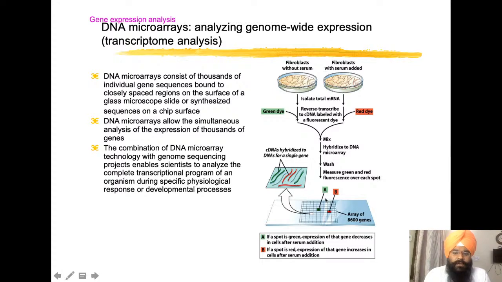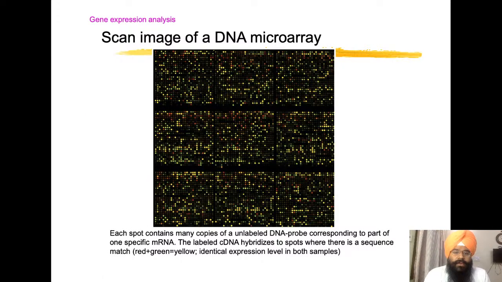If spot A is green, expression of that gene decreases in cells after serum addition. And if spot B is red, expression of that gene increases in the cells after the serum addition. So green is without serum and red is with the serum added. That's how a DNA microarray looks at the end. Each spot contains many copies of an unlabeled DNA probe corresponding to part of one specific mRNA, and labeled complementary DNA hybridizes to spots where there is a matching sequence or identical level in both samples.